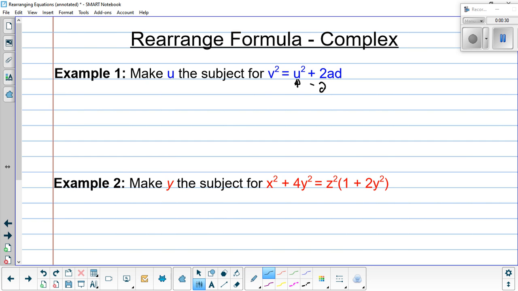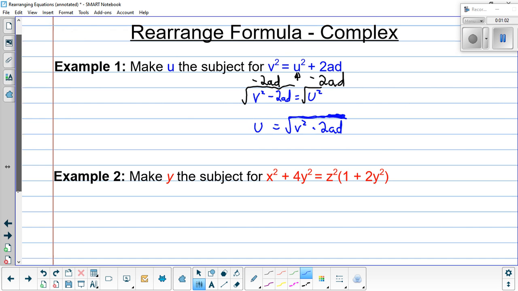So here we're making u the subject, so we want to leave u on this side. I'm going to subtract off 2ad, so I subtract off 2ad. Rewriting that, that's going to leave me with v squared minus 2ad on our left, and on our right we have u squared. Now I have to think, what's the opposite to squaring something? Well, we square root it. So we square root this entire side, so we're left with just u is equal to the square root of v squared minus 2ad. Most common misconception is not writing the square root over the whole function.